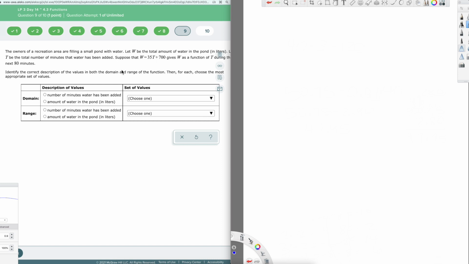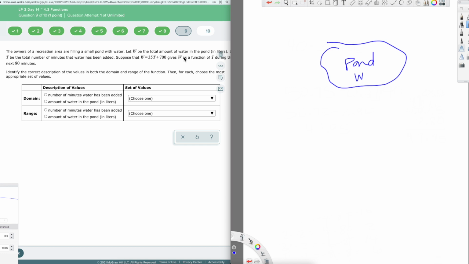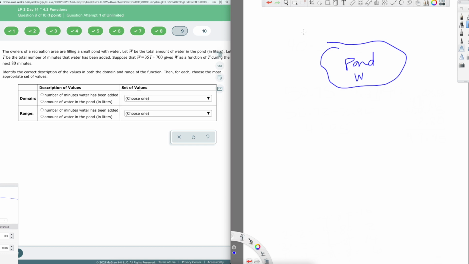Okay, so the owners of a recreation area are filling a small pond with water. So here's our small pond. Let W be the total amount of water in the pond. So this is W. And let T be the total number of minutes that water is being added. I'm not real great at drawing this one, so I always just draw some drops happening here. And we have our recreation person here who's adding the water. I know I'm very good at drawing my recreation people here. And we'll give them some hair. So here they are, they're adding water.